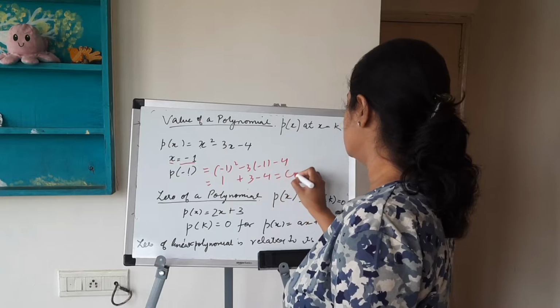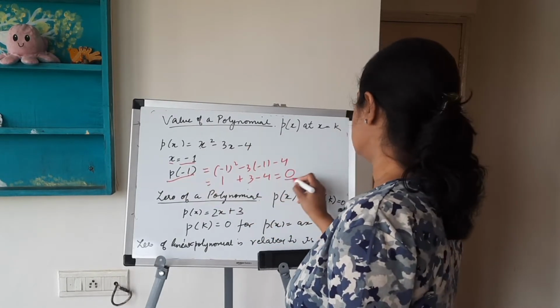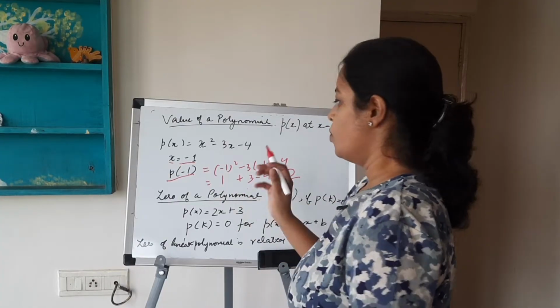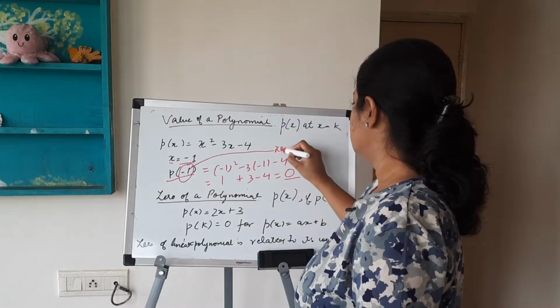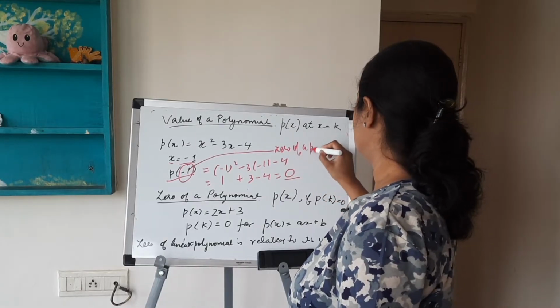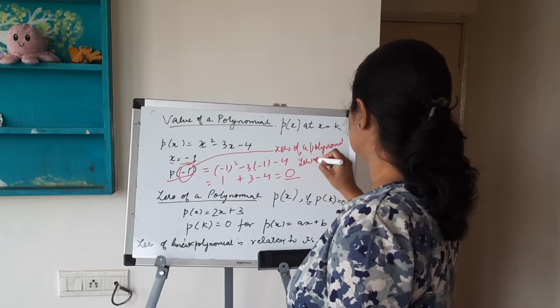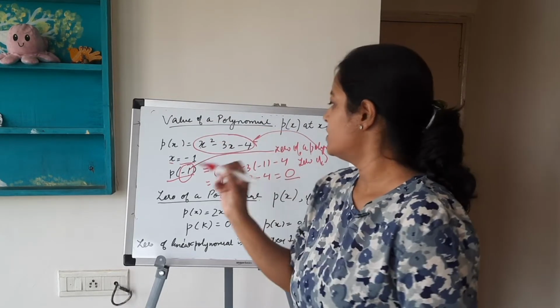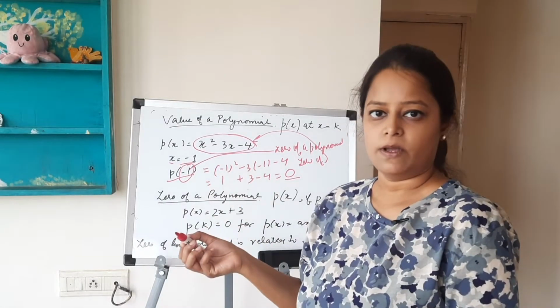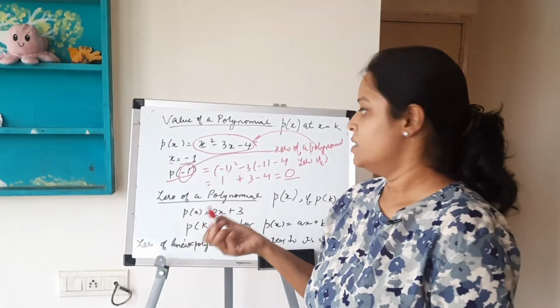It is 0. So essentially in this case it's coming as 0. So then what is minus 1? It is called the 0 of a polynomial. Basically the 0 of this polynomial. So what is the 0 of any polynomial? It could be a linear polynomial, quadratic polynomial, cubic polynomial, and so on.